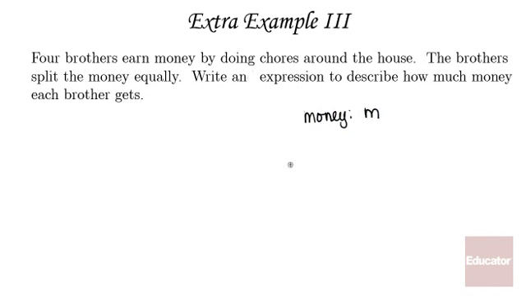So the brothers get a total of M dollars for doing chores, and they're going to split the money equally. So that means they're going to split the money 4 ways, and there are 4 brothers, so 4 ways. So M divided by 4. So here's an expression. Now, if the problem continues to tell you how much money the brothers make, you could just put it in place of the variable and divide by 4.